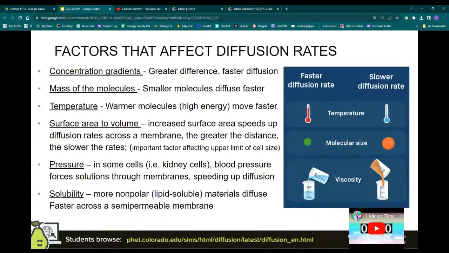Factors that affect diffusion rates are factors that you think of pretty frequently. Concentration gradients for one. If we have a really different concentration gradient, then the diffusion will happen faster. The mass of the molecules is important. Smaller molecules are going to diffuse across that membrane a lot faster because it's a lot easier for them to cross. We also have temperature. I always use the example, if I'm making tea and I'm trying to dissolve the sugar, am I going to use hot water or cold water? Well, warmer molecules have higher energy and move faster. Surface to volume ratio is really, really important.